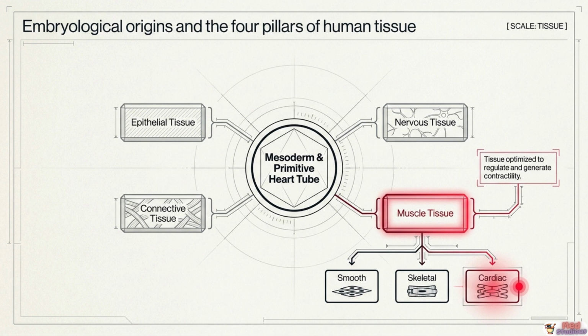Originating from the early embryonic mesoderm, cells undergo precise differentiation to form the primitive heart tube. Within this developing structure, muscle tissue becomes uniquely optimized. Unlike epithelial tissue designed for barriers or connective tissue meant for structural support, this specific lineage is radically adapted to regulate, generate, and sustain continuous contractility. Every cell within this lineage focuses entirely on the efficient generation of mechanical force. This primitive blueprint lays down the structural framework for what will eventually become an uninterrupted, lifelong mechanical cycle of contraction and relaxation.